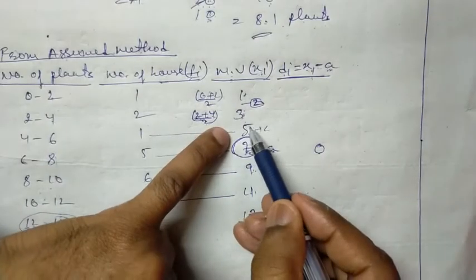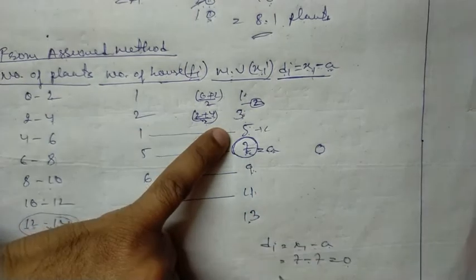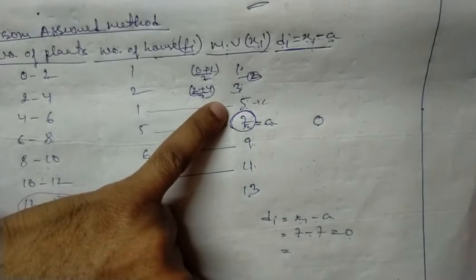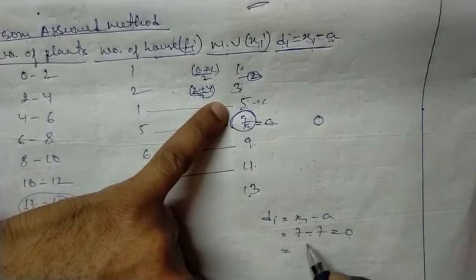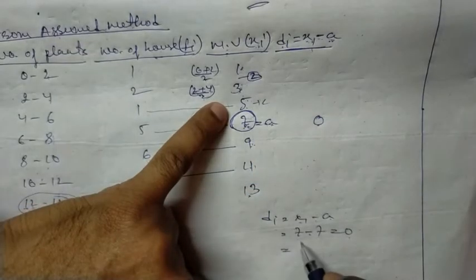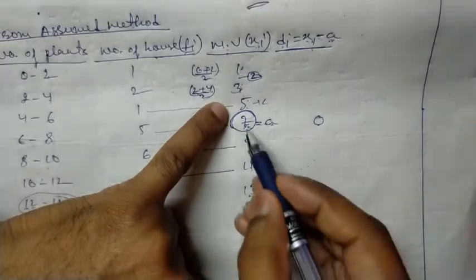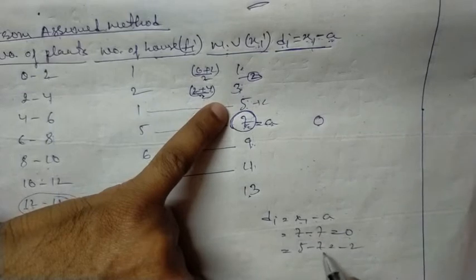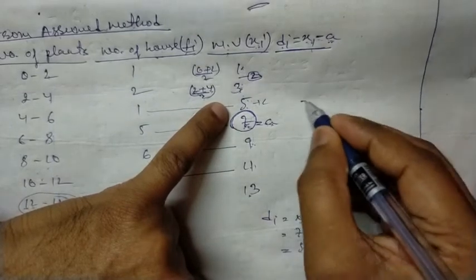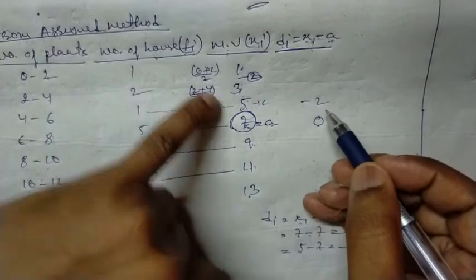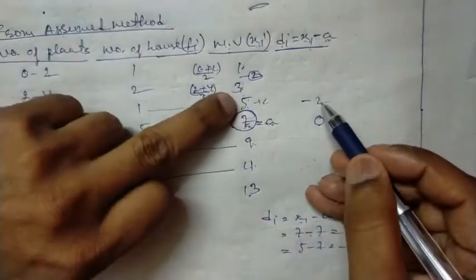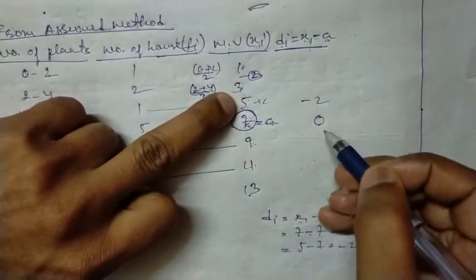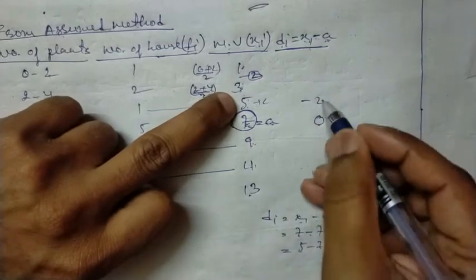Again, with this number we have to minus this. What is our xi? Xi is 5. What is our a? a is 7. We'll get 5 minus 7 is minus 2, so we'll get here minus 2. If we go to the upper side, if we go up, we'll get the negative. If we go down, we'll get the positive.